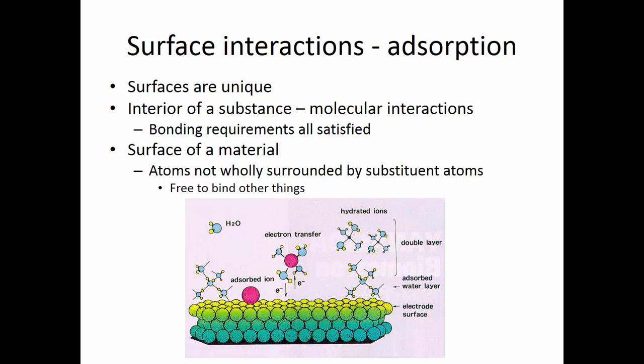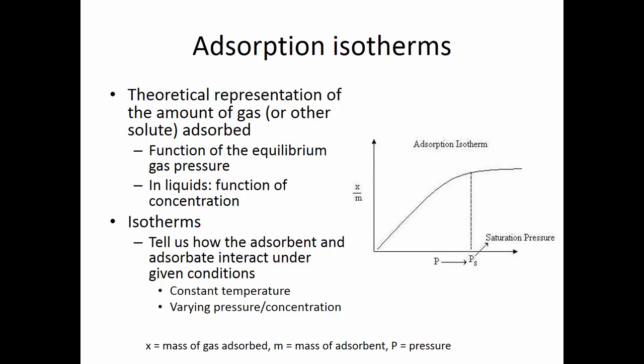At the surface of a material, atoms are not wholly surrounded, and they are free to bind to whatever, either by van der Waals forces, electrostatic interactions, hydrogen bonding, things like that. Even covalent bonding in certain cases. And adsorption is usually represented by isotherms, which, if we're talking about a gas or even an aqueous solute, is the theoretical representation of the amount of solute that's adsorbed.